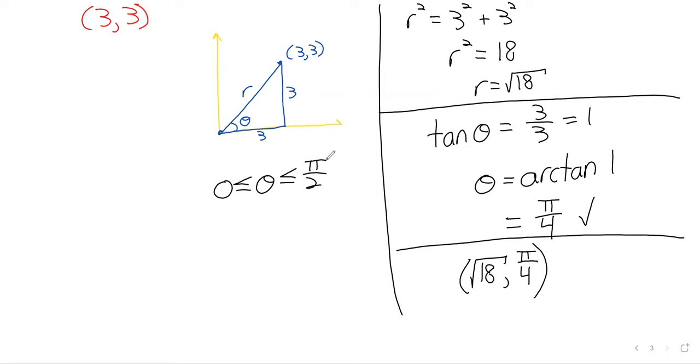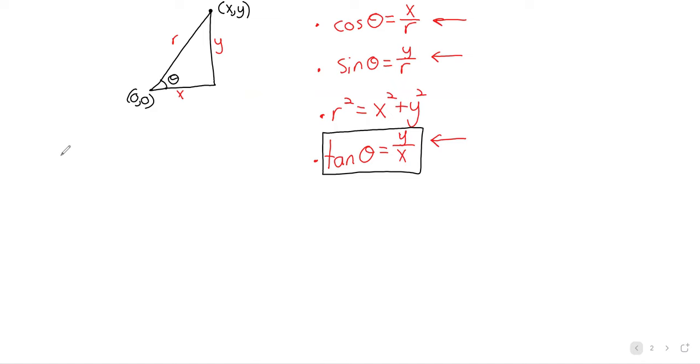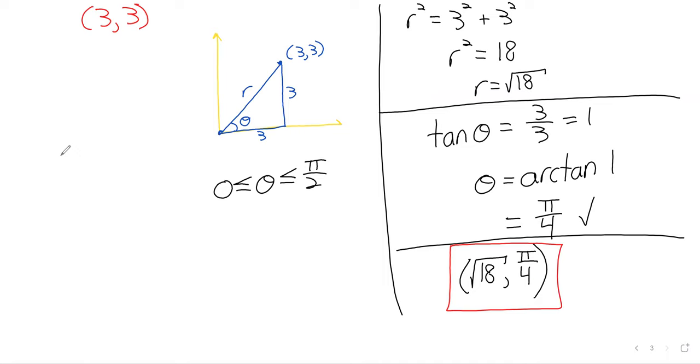So we've converted a point from rectangular coordinates to polar coordinates. Now let's see a slightly more complicated example. Let's look at the point -3, 4.